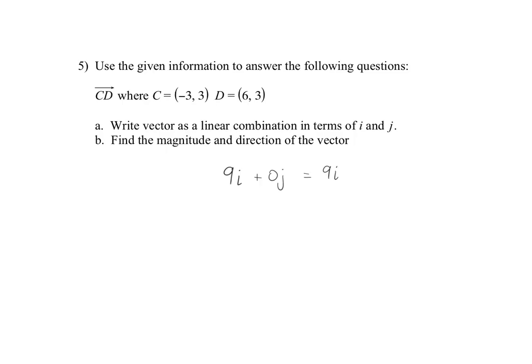Now, really understanding this, this is the horizontal component, this is the vertical component. So this vector only has a horizontal component of 9i. That means it's running 9 units along the horizontal axis. So the magnitude is 9, and the direction, since it's running right along that positive x-axis, the direction is 0 degrees.